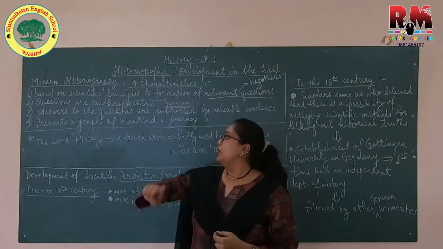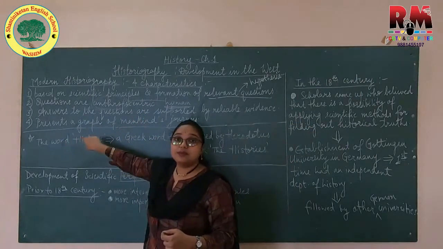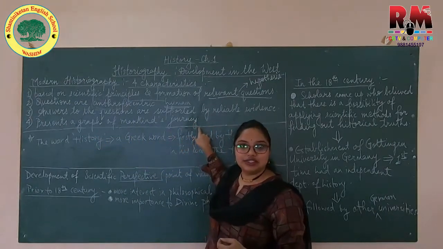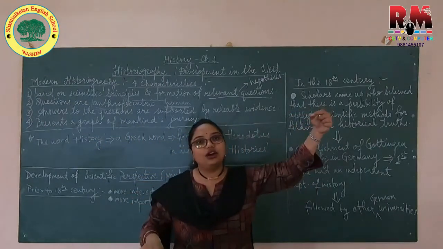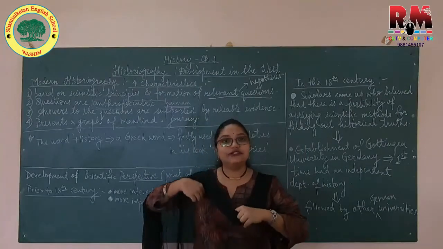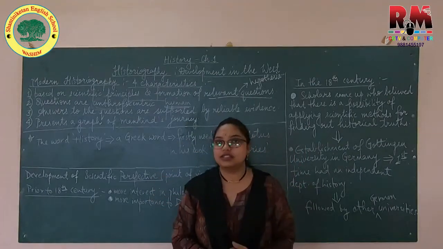So in the same way, modern historiography will always present a graph of mankind's journey, a graph of progress of mankind's journey. So these are the four characteristics of modern historiography.